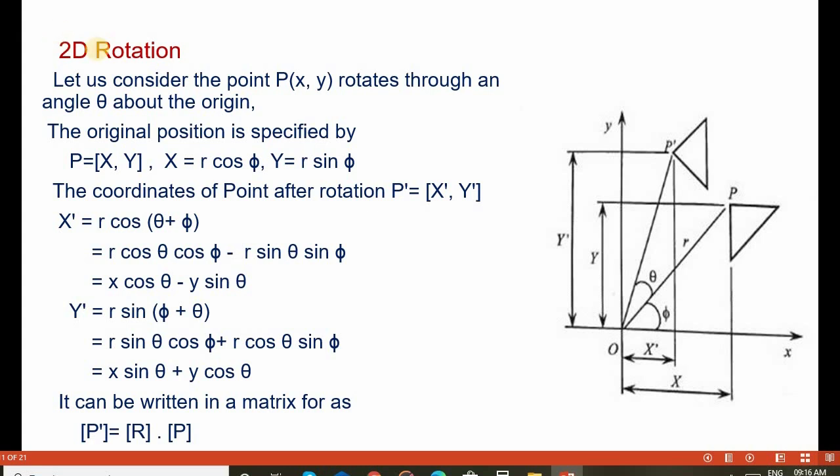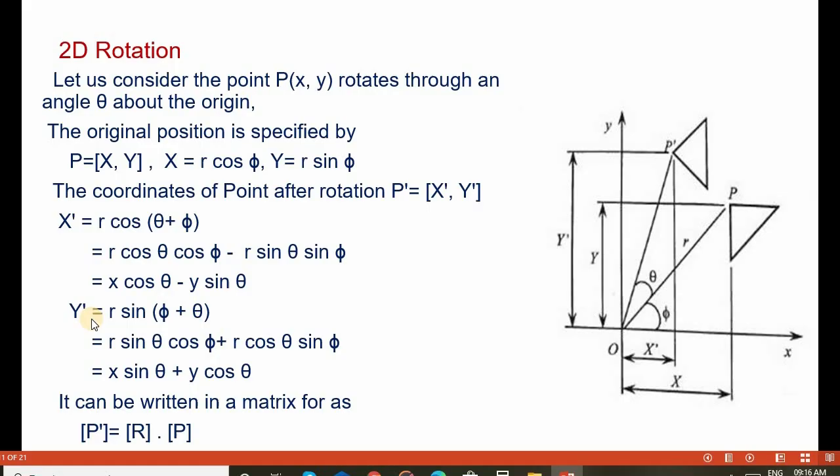The x coordinate is r cos phi, the y coordinate is r sin phi. We are adding theta in the x coordinate as well as the y coordinate. So we will get the new coordinate x dash, r cos (theta plus phi). Then we can expand the equation: r cos theta cos phi minus r sin theta sin phi. So we will ultimately get x cos theta minus y sin theta. This is the new rotated coordinate x dash, x cos theta minus y sin theta.